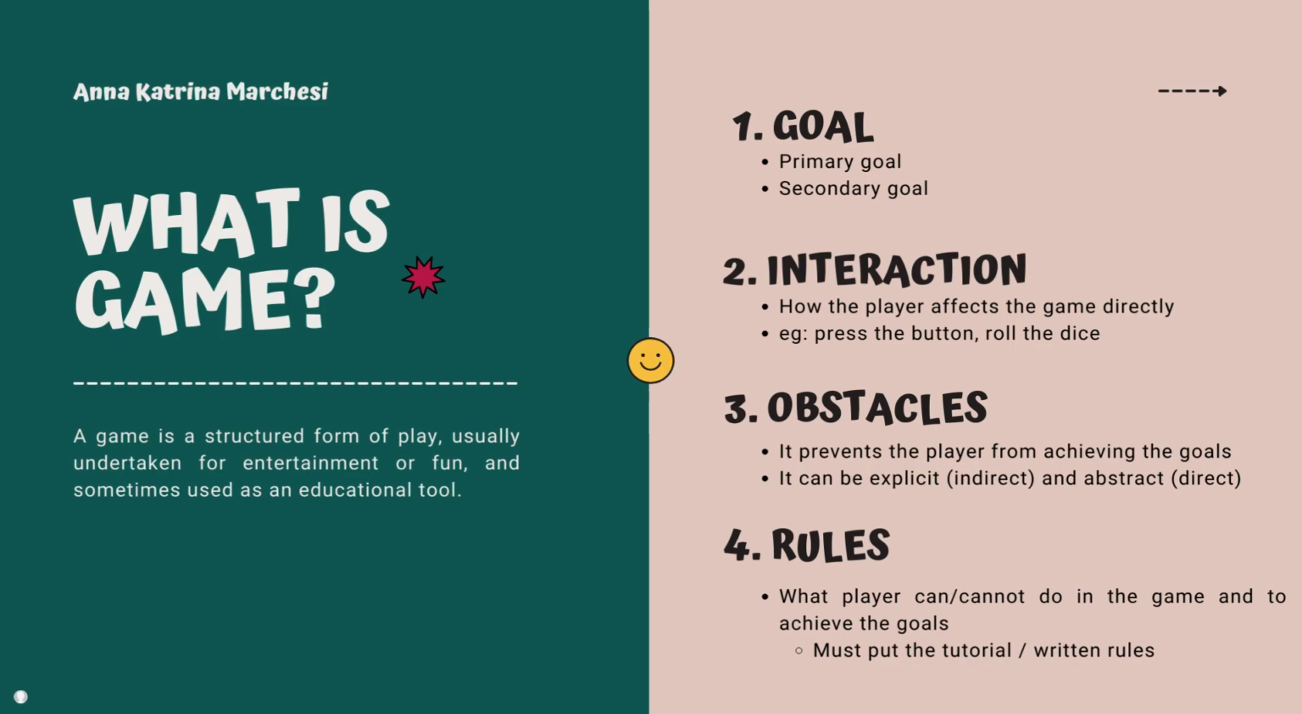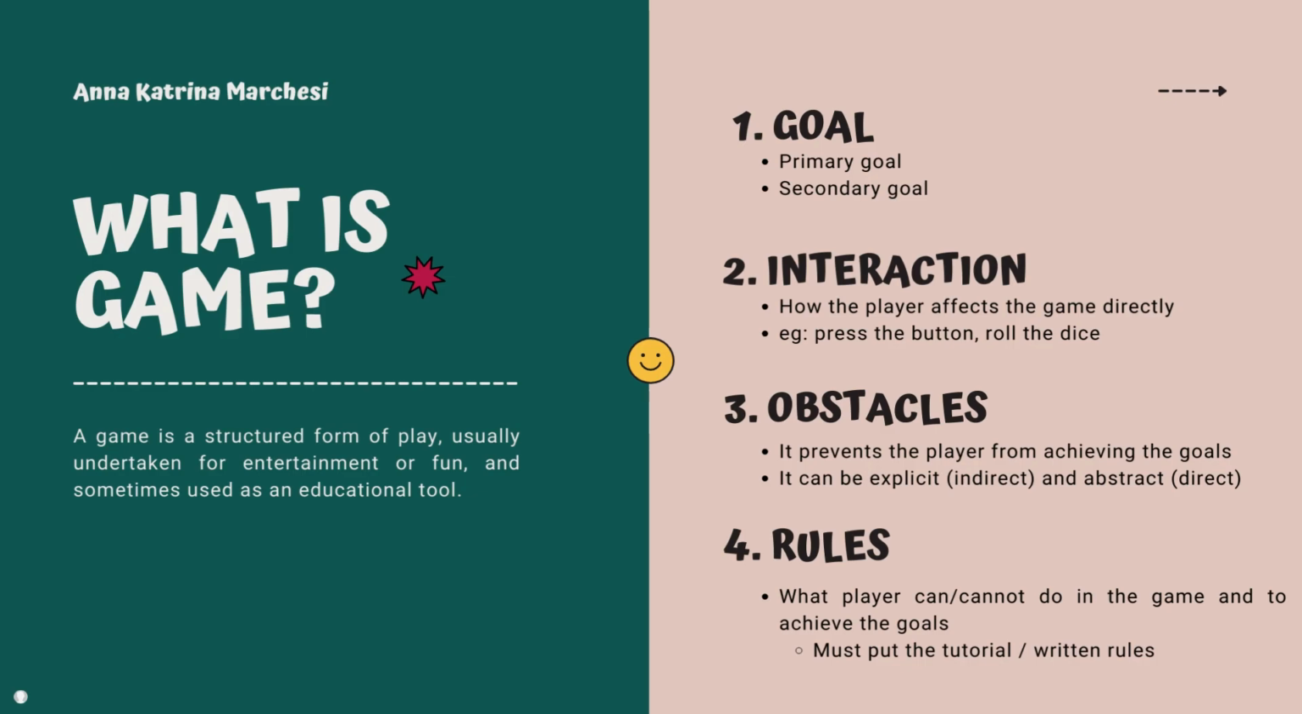So from what I learned, what is game? Briefly, a game is a structured form of play usually undertaken for entertainment or fun and sometimes used as an educational tool. So in a game, there are four main elements which are goals, interactions, obstacles, and rules. Firstly, goals. Mostly they have primary goals and secondary goals. For example, the primary goal is we need to move to the next level or save a prince, and the secondary goals, before you go to the primary goals, you maybe need to kill a monster before you save the princess or something.